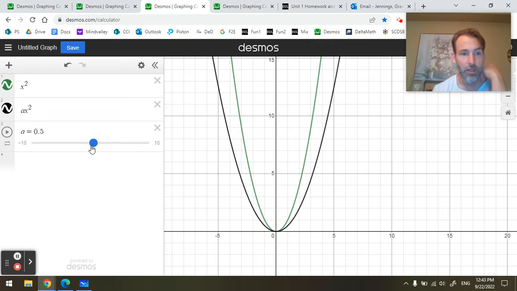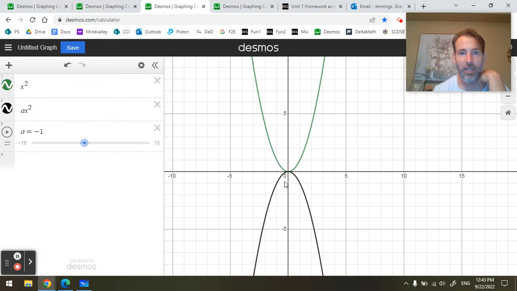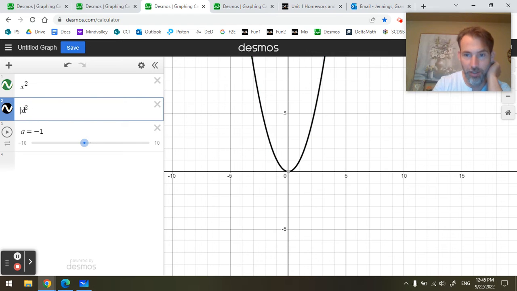We can also create reflections with a when a is negative. So here's a is negative 1, and basically it's exactly the same as x squared, except the x-axis is acting like a mirror, showing me this function reflected down. We can think of that as a parabola opening downwards instead of a parabola opening upwards. So these are reflections that we're getting and vertical stretches as well. Those are vertical stretches and reflections.